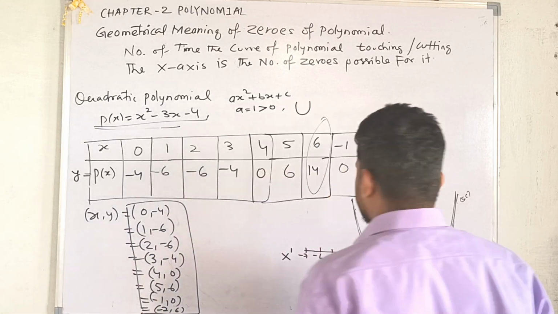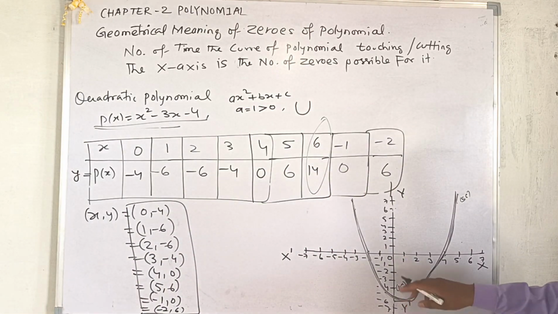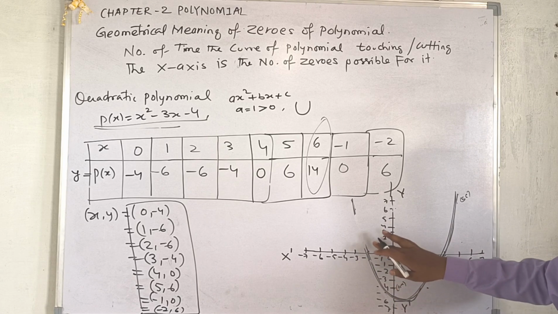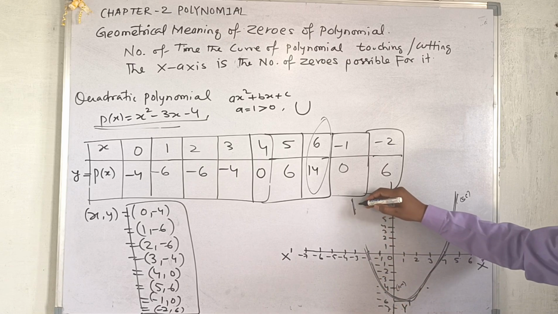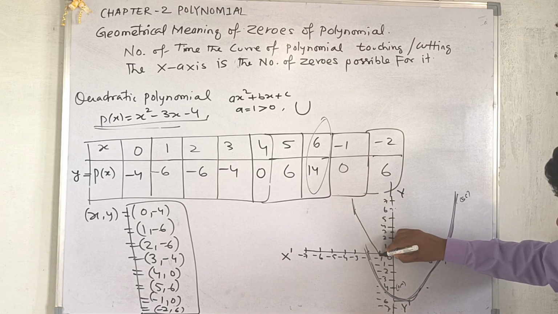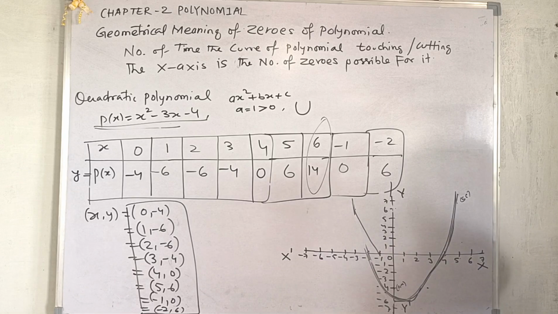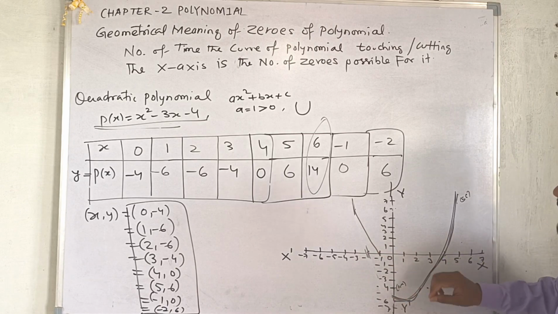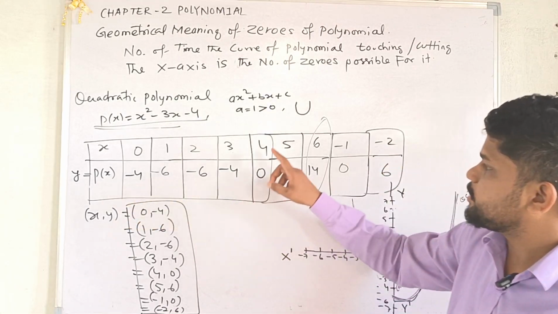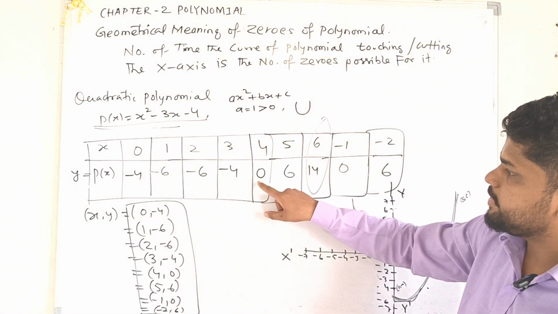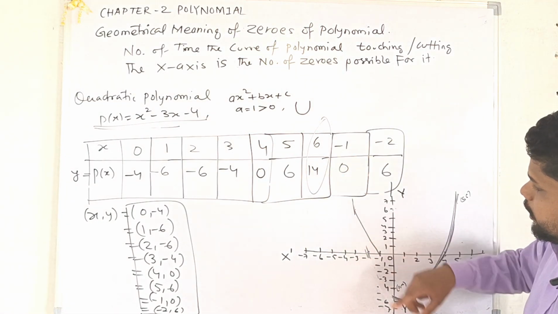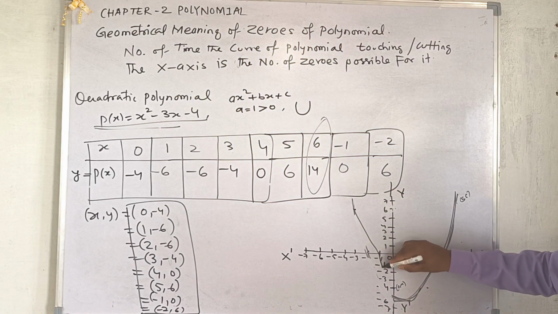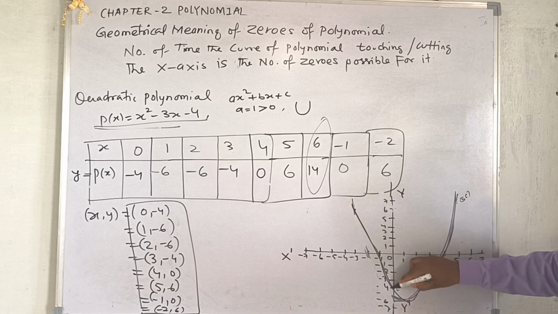Let me rectify it. Basically I just wanted to say that since the value of p of x is coming 0 for 4, 0 and minus 1, 0, from here the curve will touch minus 1, 0 and it will go down to here. So from here it will go like this.